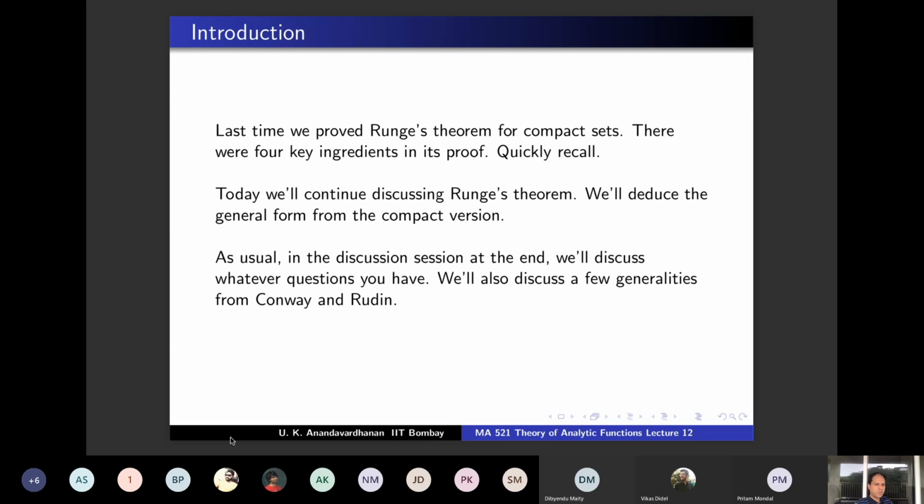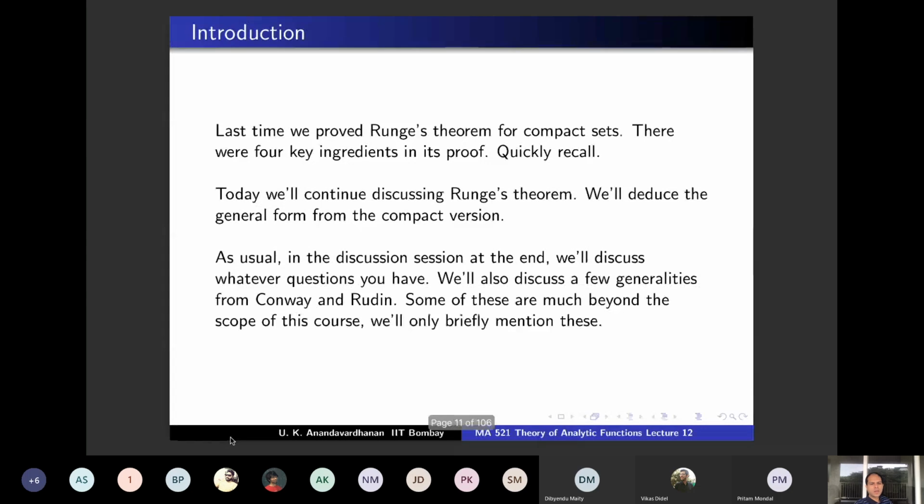So we will project one or two pages from these books, and I will indicate some general results. In fact, one general result, which is a natural, much advanced extension of Runge's theorem. And as I told you earlier, some of these are much beyond the scope of this course. We will only briefly mention this, just to see what is happening. These are things which I have never looked at. I have never looked at the proof before, not even now. But that's not the point. I just wanted to say, these things are there.